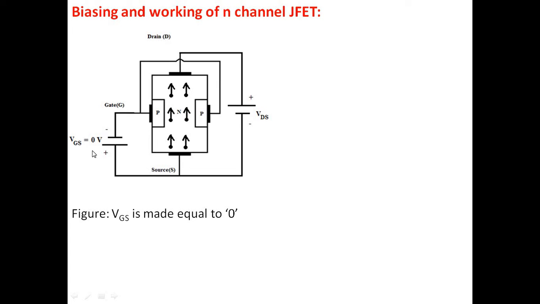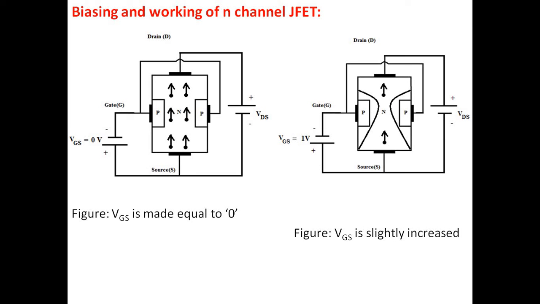VGS helps to control the channel width. VDS helps to control the movement of the charge carriers from source to the drain. Now, this is another phenomenon where, in the first case, the gate voltage is equal to 0. Here we have slightly increased the gate voltage, which is equal to 1 volt.